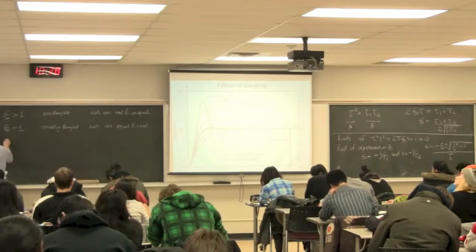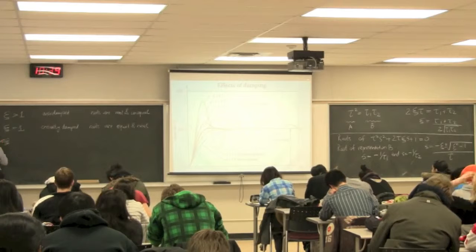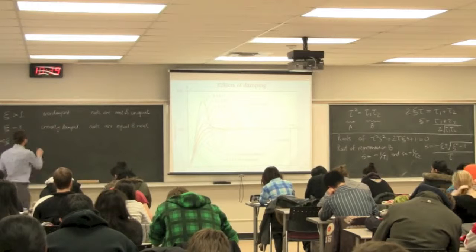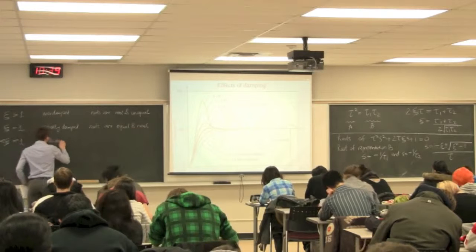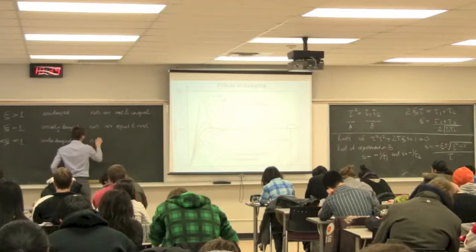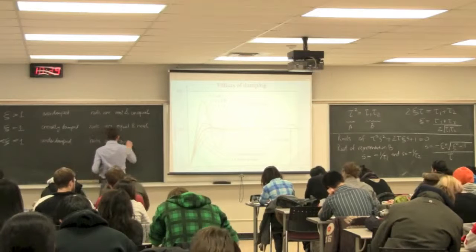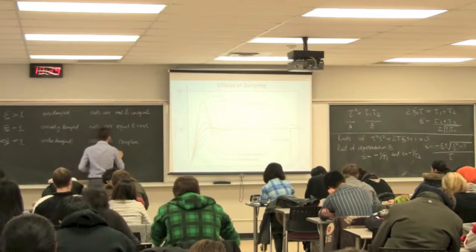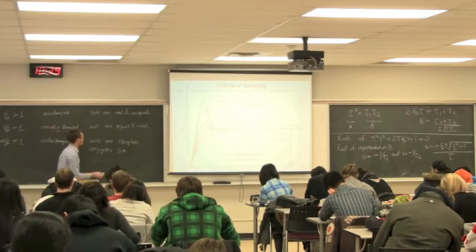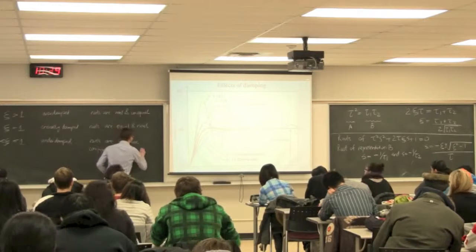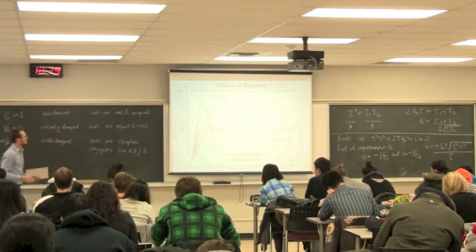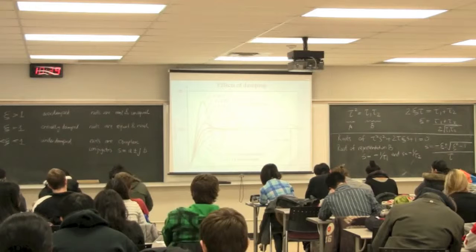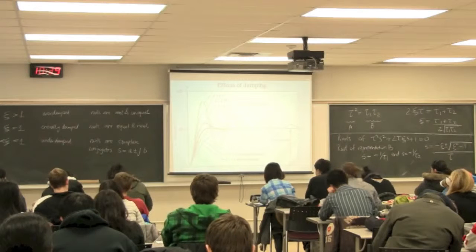And then the final case is when xi lies as a value between 0 and 1. So we call this underdamped. And here the roots are complex conjugates. Okay, by that we mean the roots have the form s is some constant A plus or minus the complex number J times B. So J is your complex number, square root of minus 1. So those are the three cases.